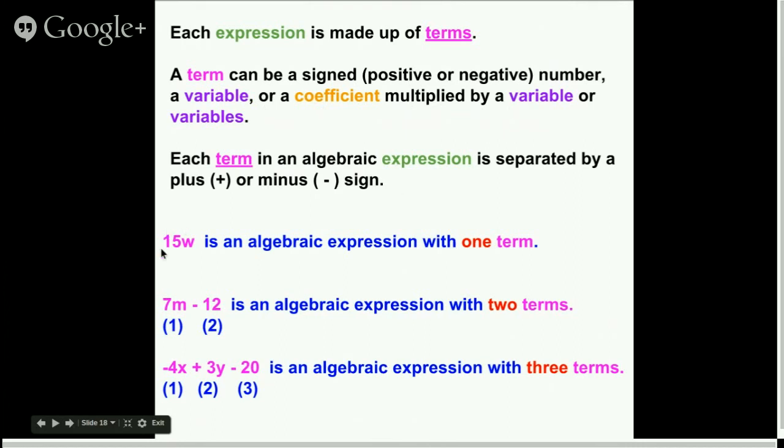Okay. So 15w is an algebraic expression with 1 term. 7m minus 12 is an algebraic expression with 2 terms. So here's the first term, here's the second term. So you're going to have a plus or minus sign in between each term. Okay.